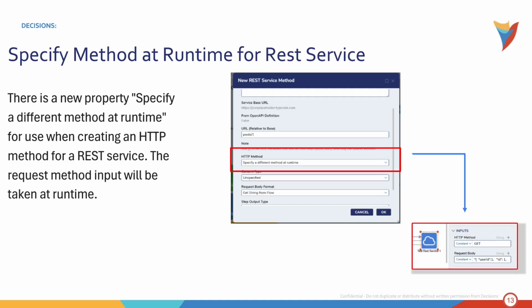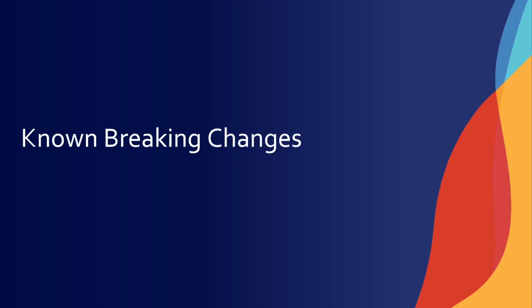Another great flexibility enhancement has been added for REST integrations. At creation, you can specify that you want a different method at runtime. This new enhancement will take in a new input that is more flexible and allows the request type to be an input variable. Now let's take a quick look at the known breaking changes.